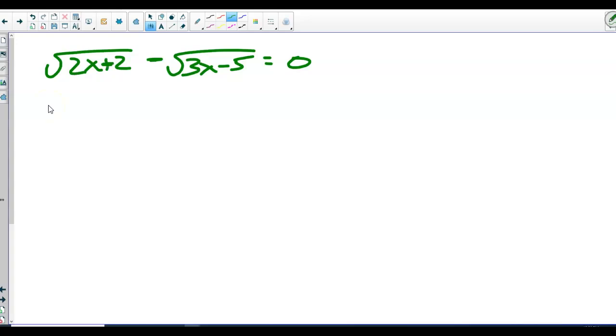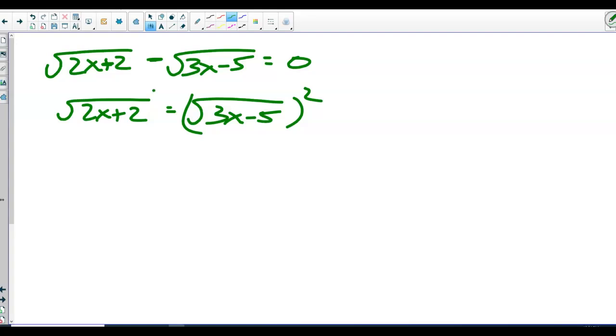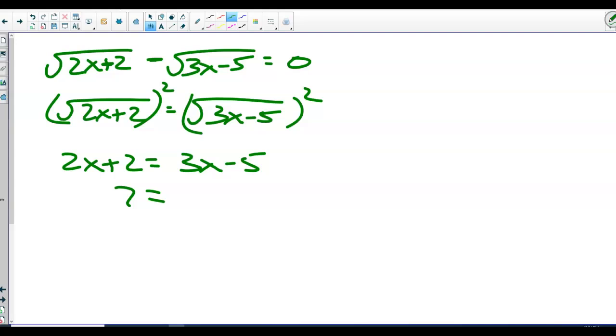So here we're going to add the 3x minus 5 under the radical to the other side. And we have the similar problem to what we did in the first problem. We square both sides. 2x plus 2 equals 3x minus 5. I'm going to add 5 to both sides to get 7. Subtract 2x on both sides to get x. And my x is 7.